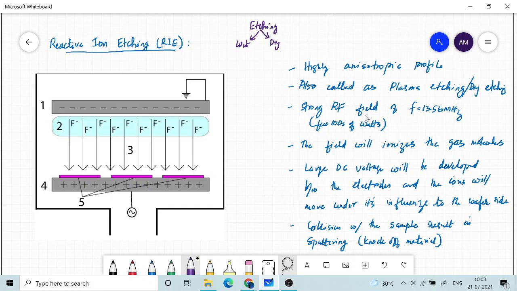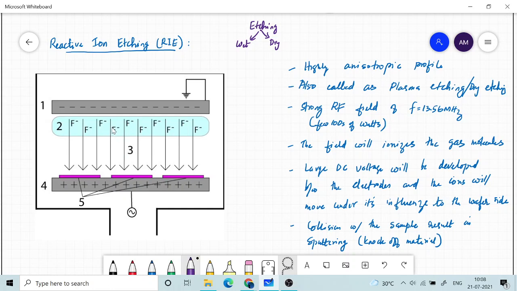Because the value of this field is very large, it will strip some material containing chemicals like fluorine in this chamber. The whole thing is inside a chamber where a particular gas which contains fluorine is inserted. The fluorine is shown as number 2. Number 1 is the negative electrode, number 4 is the positive electrode, 5 is the wafer, and 3 is the direction of the plasma.